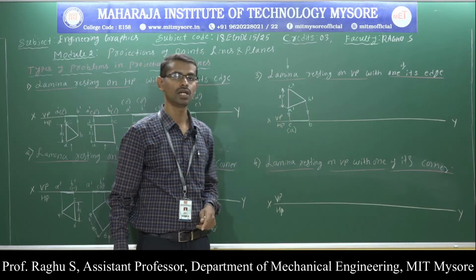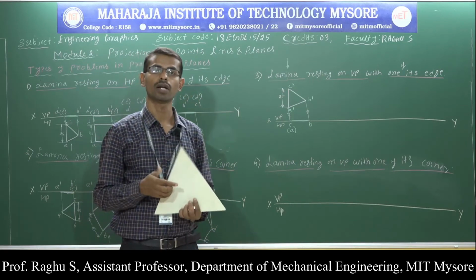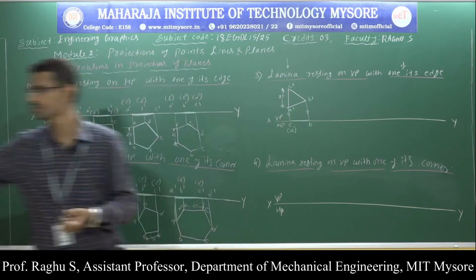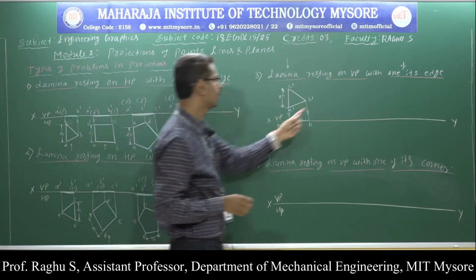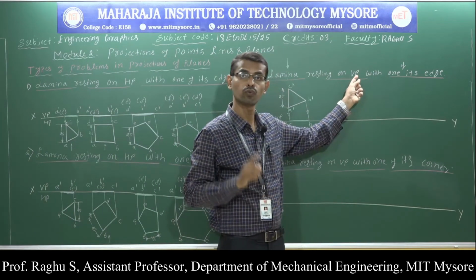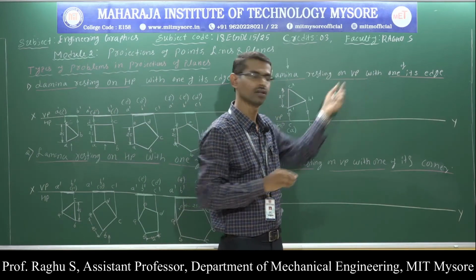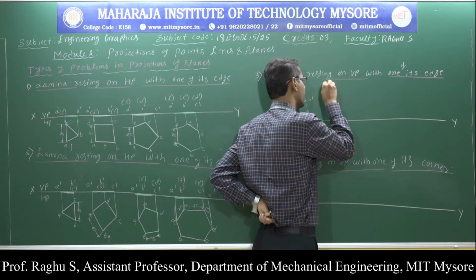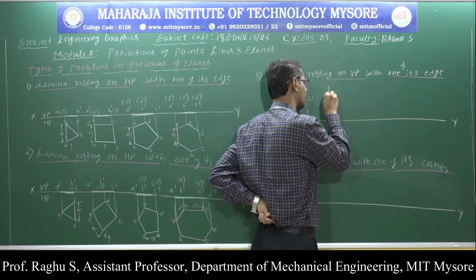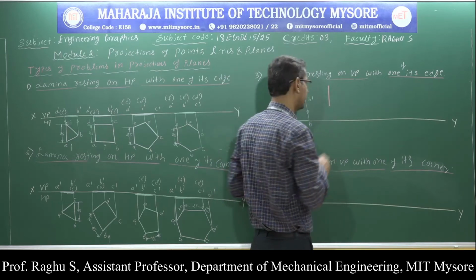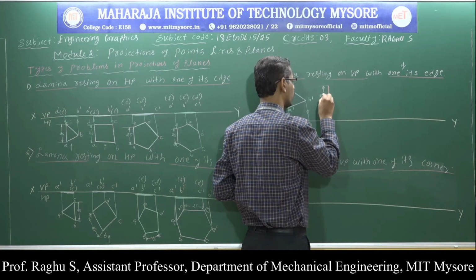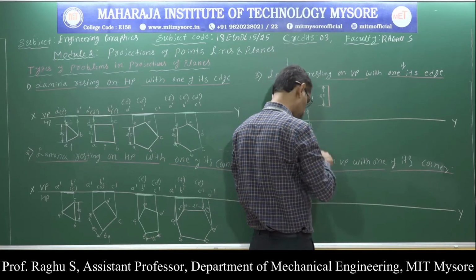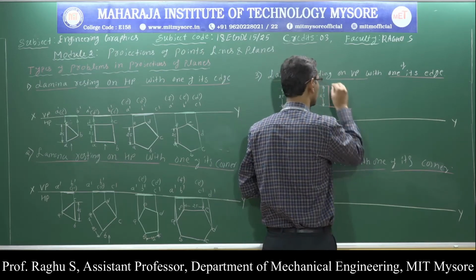So this completes the front view and top view of the triangle lamina. Similarly, the square lamina: square lamina resting on HP, square lamina resting on VP with one of its sides. It is represented like this. So draw a square lamina of 25 mm side. You can indicate the dimension, so let it be 25. Then complete the square lamina.